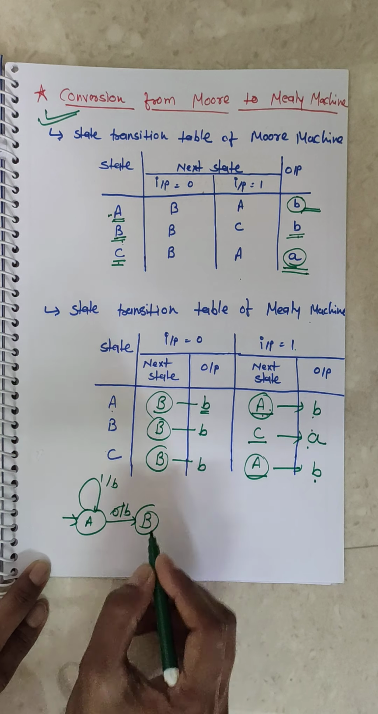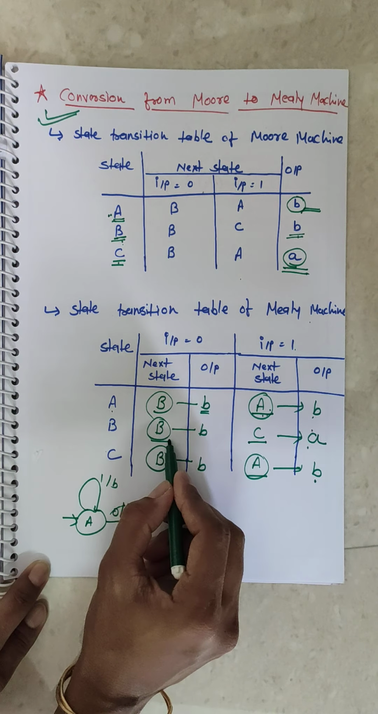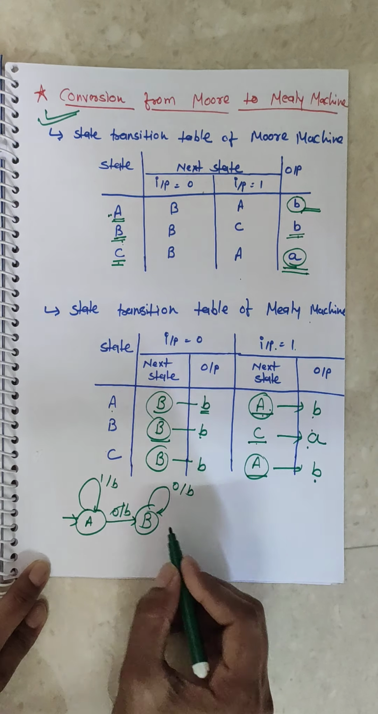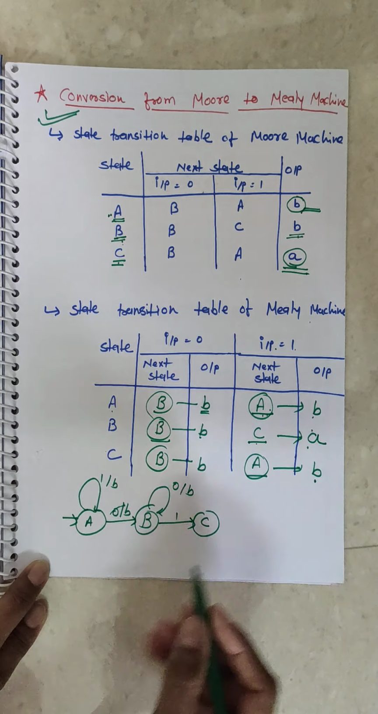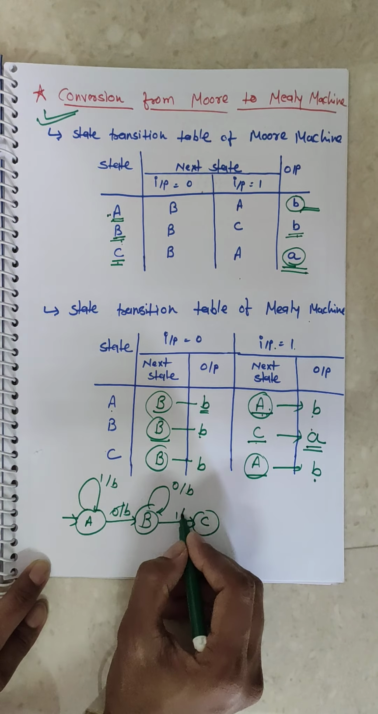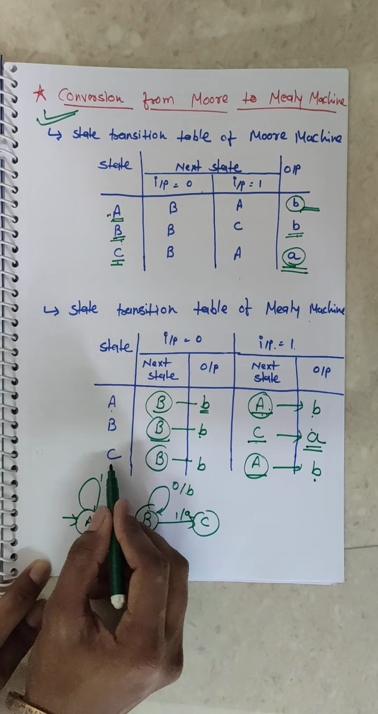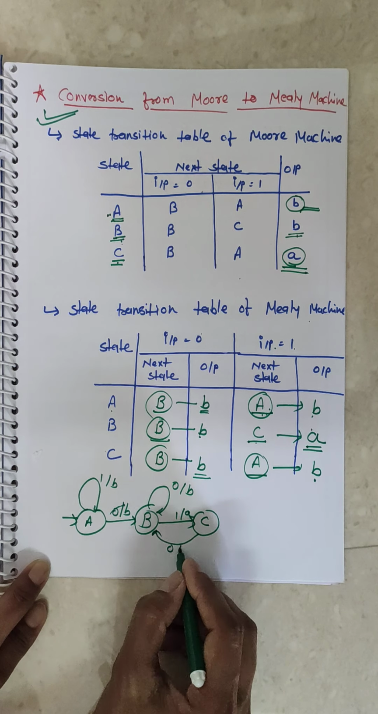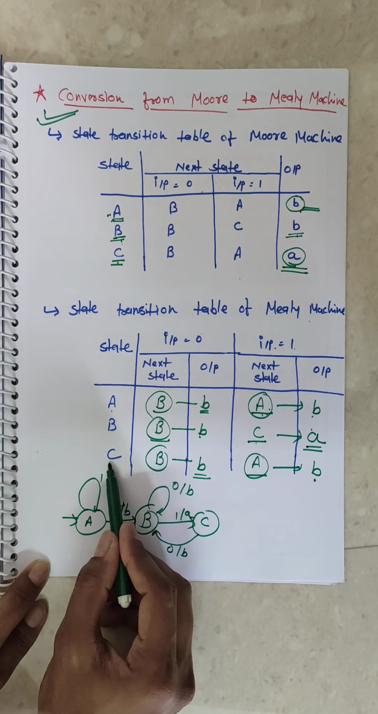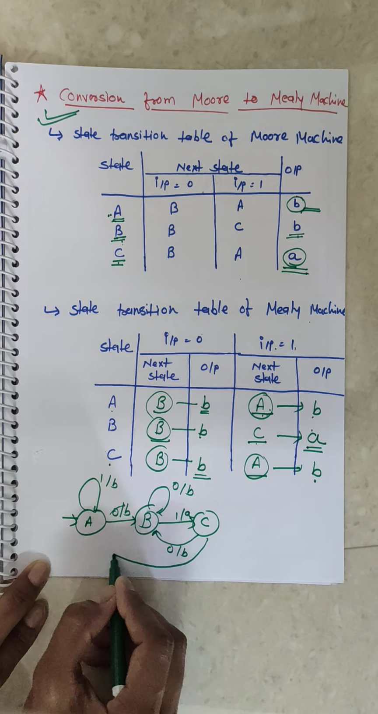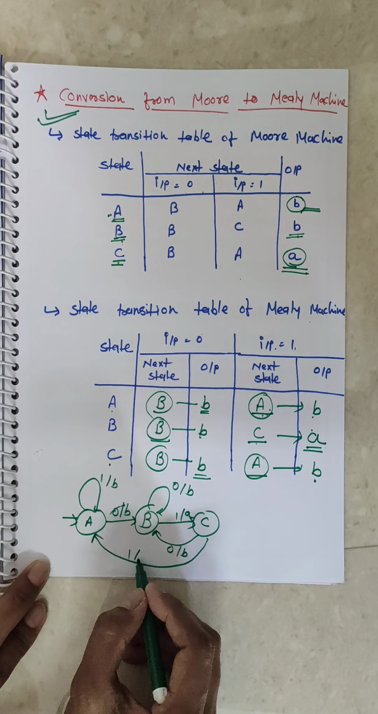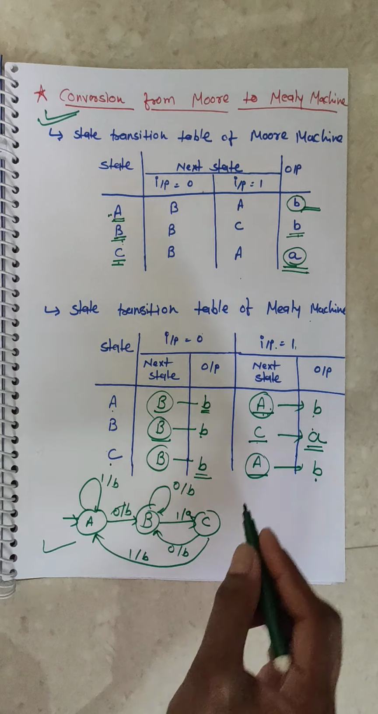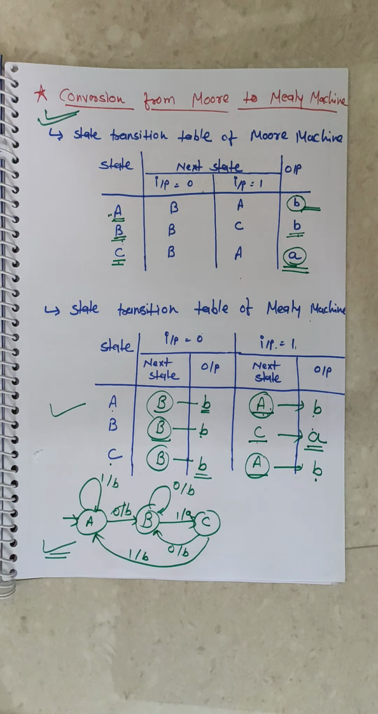For B, if input is 0, then next state is B and output is B. For B, if input is 1, then next state is C and output is A. For C, if input is 0, the next state is B and output is B. Same way, for state C, if input is 1, the next state is A and the output is B. So this one is the transition table of the Mealy machine, as well as this one is the diagram of the Mealy machine.